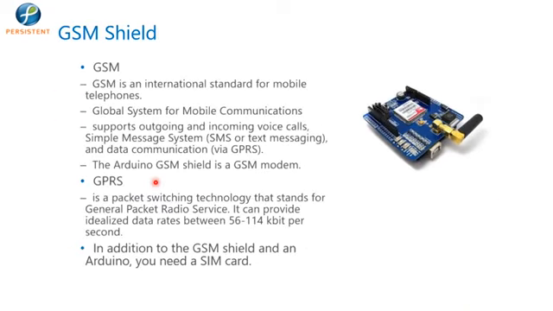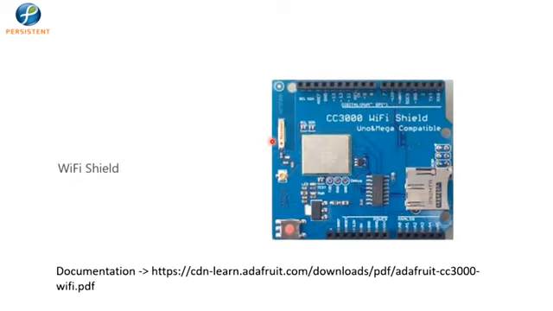The GSM shield is for an international standard for mobile telephones. It supports outgoing and incoming voice calls. For the Wi-Fi shield, for the wireless communication that you want to send through the Arduino, this shield would be required additionally.